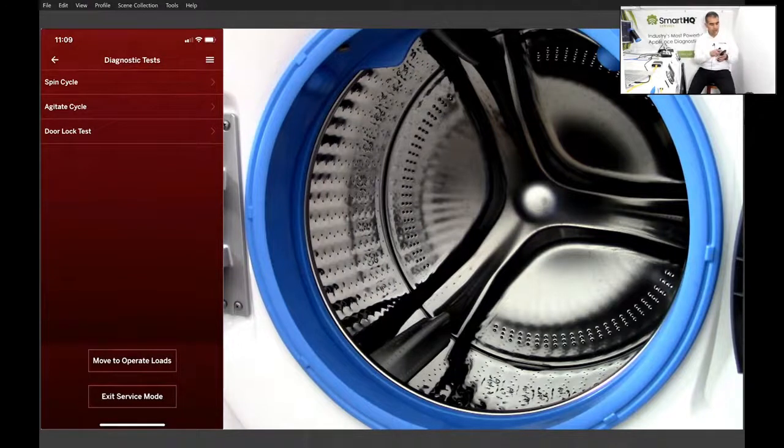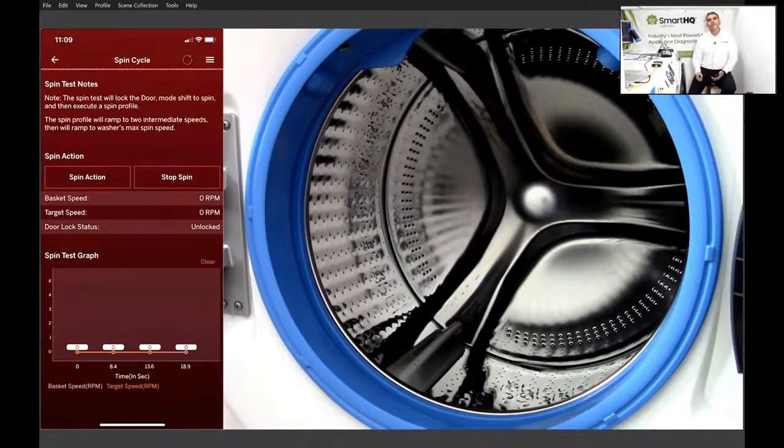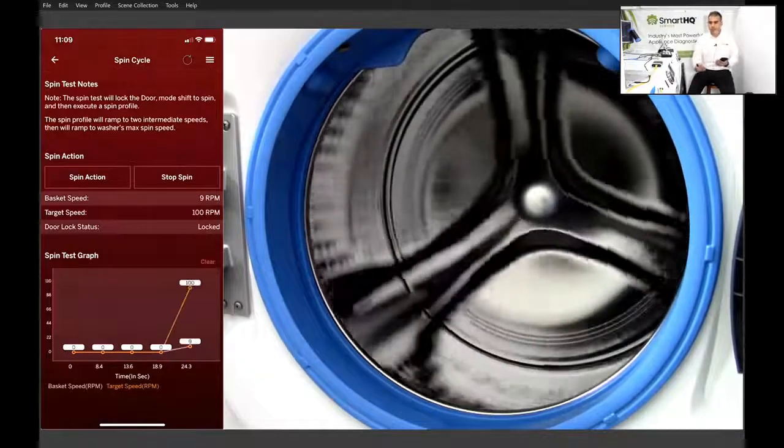We're going to press the spin cycle button, and now we're just going to simply hit the spin action key. So we're going to click on that. And two things are going to happen. First, the drain pump is going to kick in, so you can hear the drain pump right now. Then the door lock will engage, so we should hear a click. There it is.